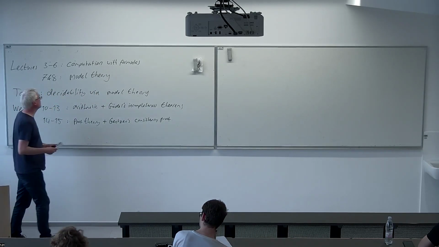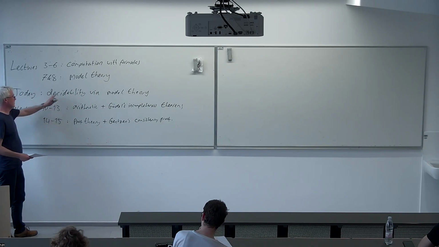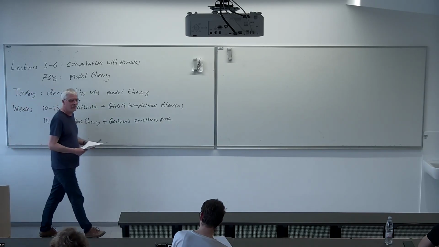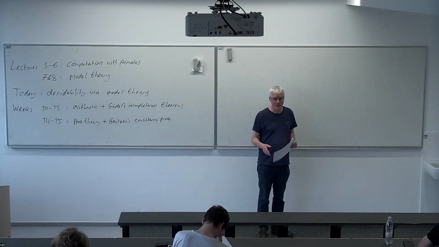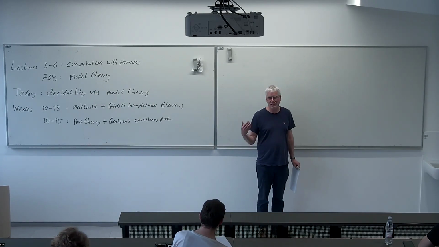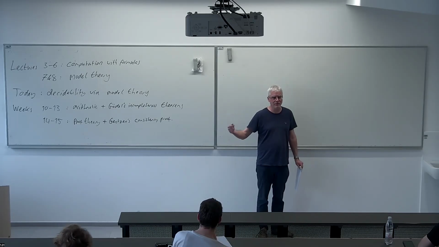So we're going to do decidability via model theory. We've already met the notion of decidability, and I've told you a theory is decidable if we have an algorithm that, given a sentence as input, will tell us whether that sentence belongs to the theory or not.